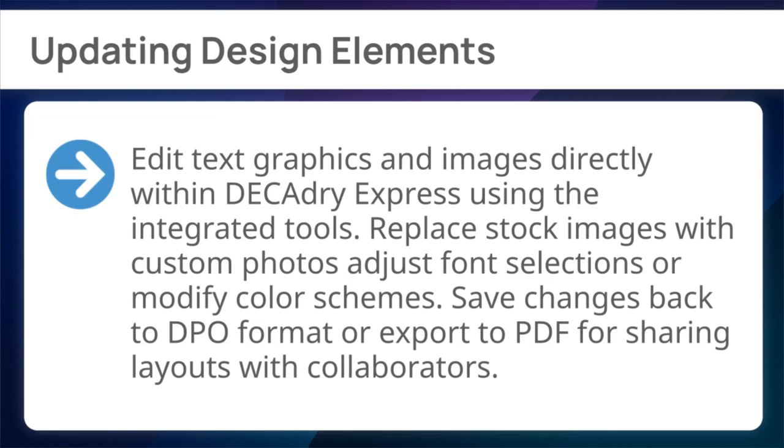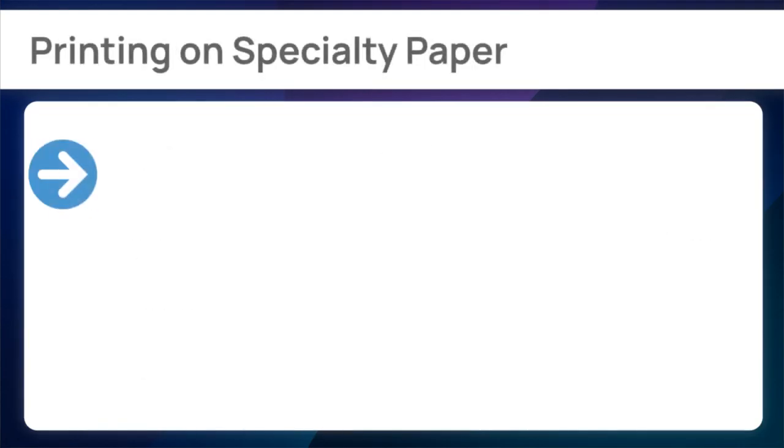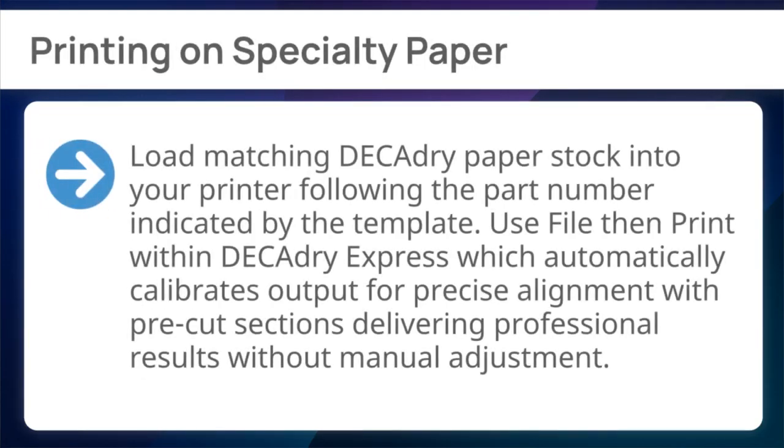Replace stock images with custom photos. Adjust font selections or modify color schemes. Save changes back to DPO format or export to PDF for sharing layouts with collaborators. Finally, printing on specialty paper. Load matching DECAdry paper stock into your printer, following the part number indicated by the template.